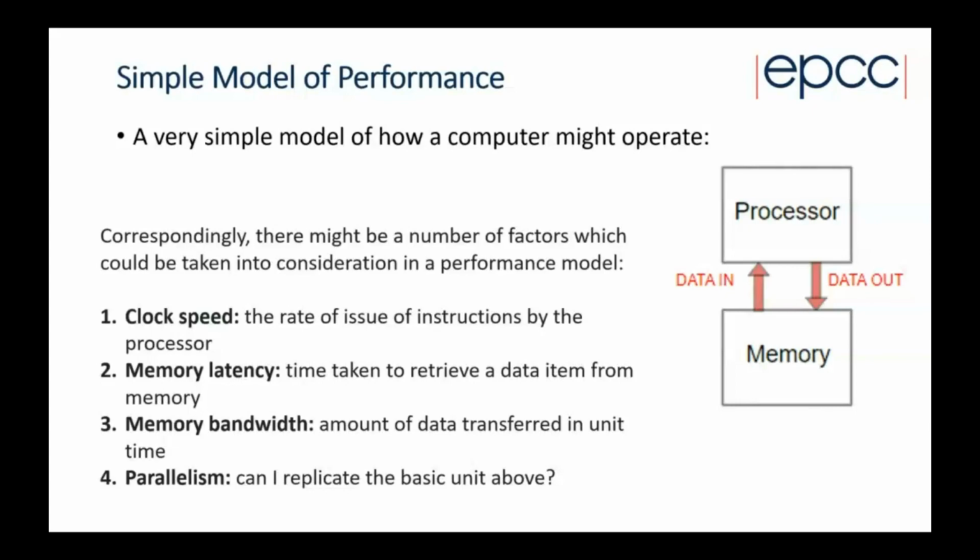There are a number of factors which can be taken into consideration when we're thinking about performance. If we want to improve performance, we could do more operations more quickly. So that's clock speed. I increase the rate of issuing of instructions by the processor. I do more things in a given amount of time. I'm therefore more performant. Alternatively, I could be limited by the time it takes me to go get a piece of data.